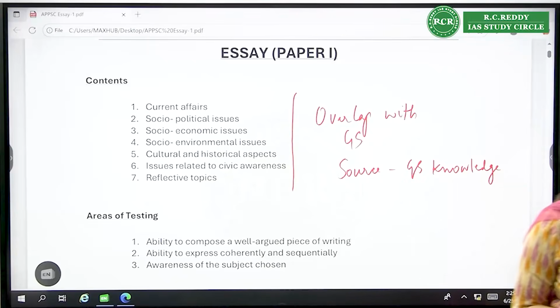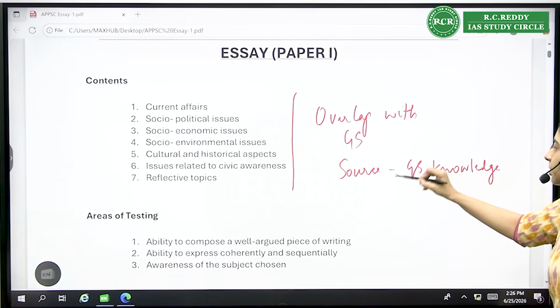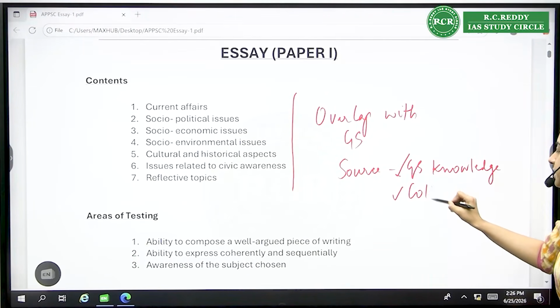You don't have to do something extra here. If you have GS knowledge and you know how to structure your essay, you will be able to write an essay. You don't need to read any separate book about essay, which is not required because you can see the topics are directly newspaper based, GS based, so you don't have to go beyond it. Once you have started with GS subject, you just have to add on to your knowledge in your essay. That's it, right? So source remains your GS knowledge, but you can collect examples.